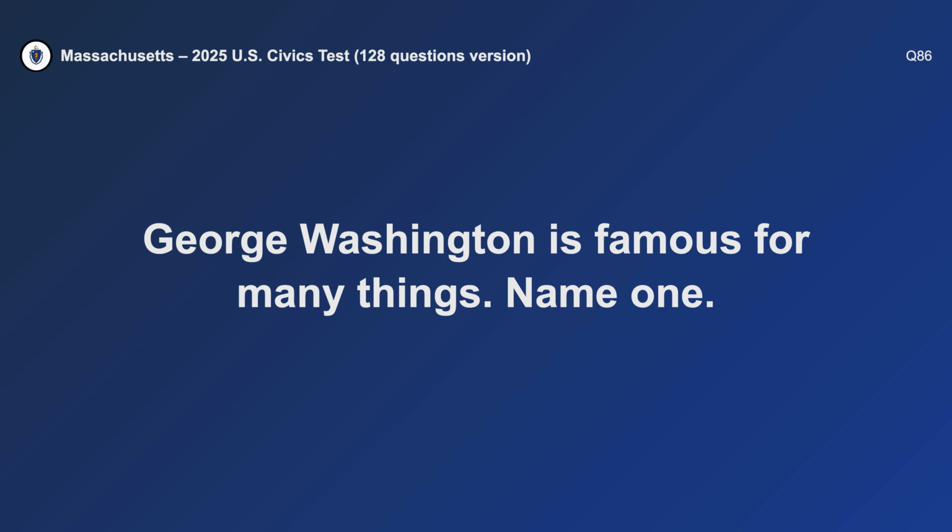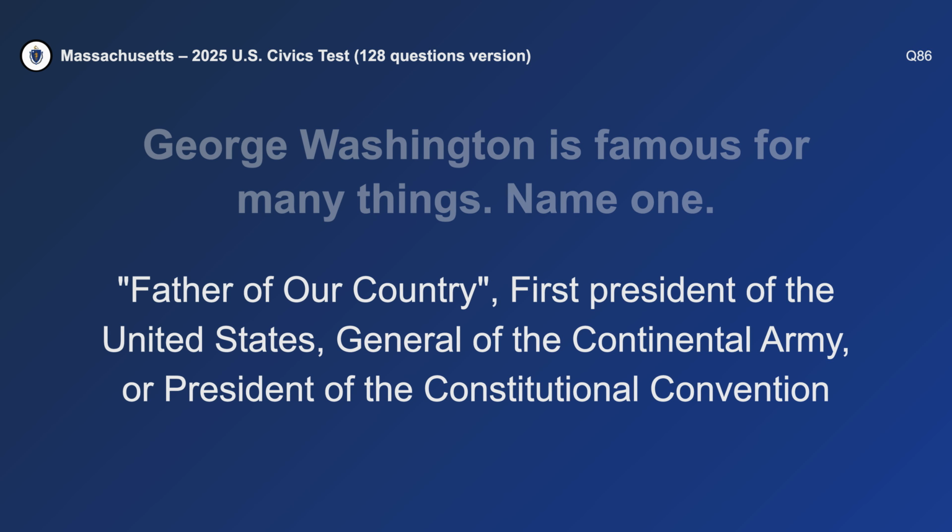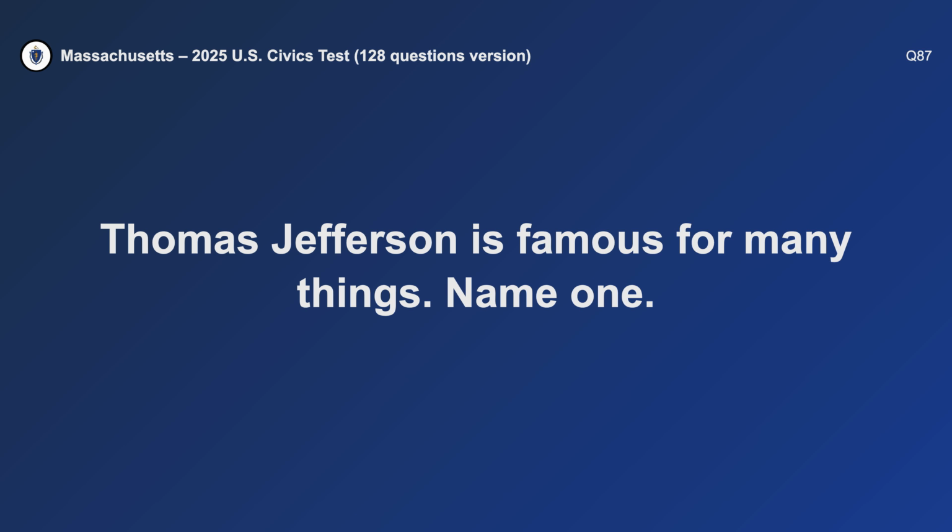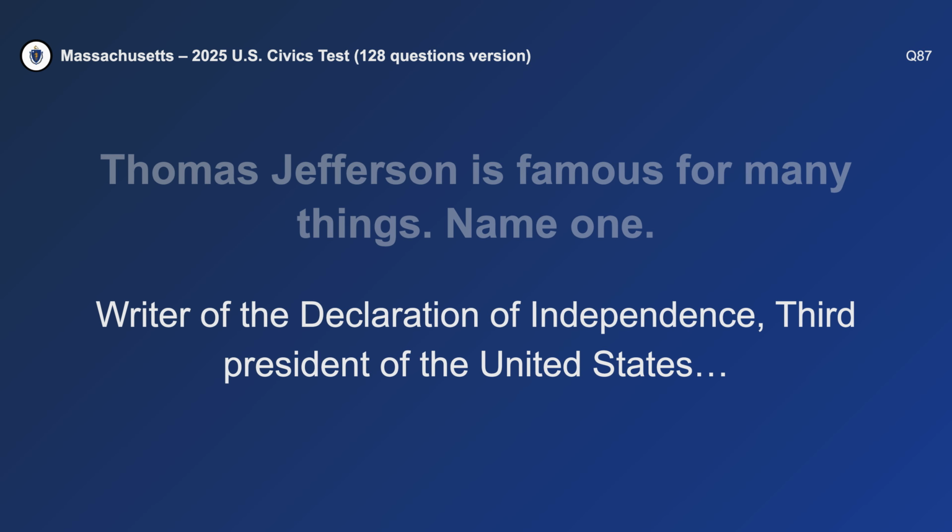George Washington is famous for many things. Name 1. First President of the United States. Thomas Jefferson is famous for many things. Name one. Writer of the Declaration of Independence.